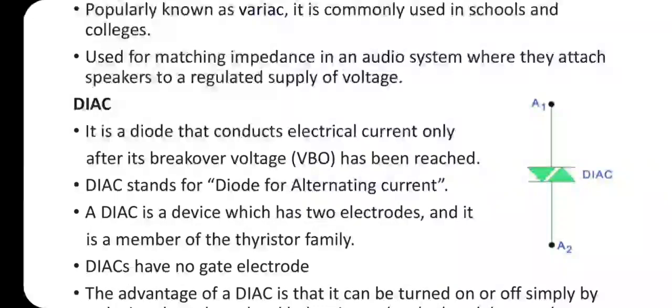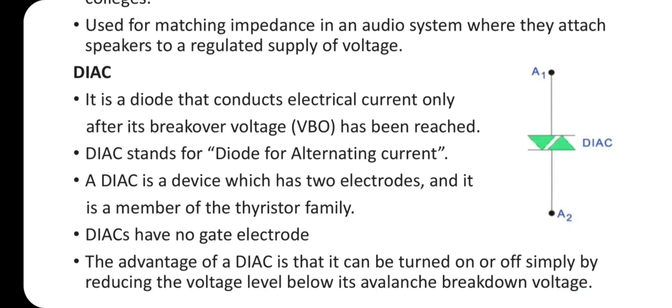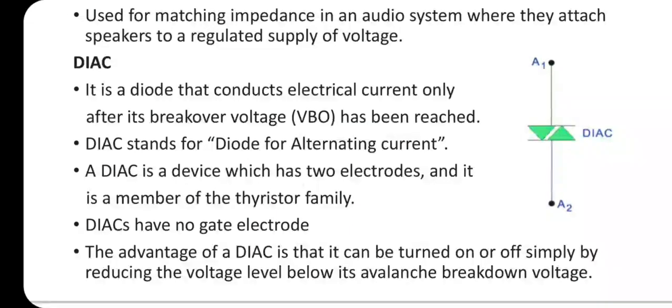Diac. It is a diode that conducts electrical current only after its breakover voltage VBO has been reached. This is the symbol of a diac. Diac stands for diode for alternating current. A diac is a device which has two electrodes and it is a member of the thyristor family. Diacs have no gate electrodes.